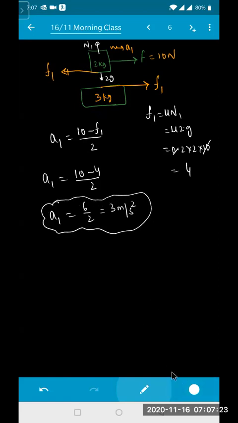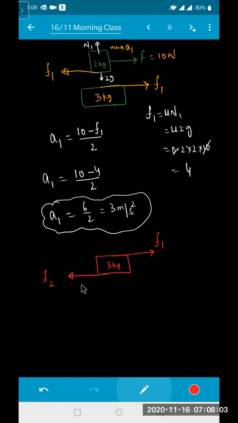Now you come to the 3 kg block. On the 3 kg block, what is the friction acting? If I take the 3 kg block, there is already one friction here. How much is it? F1. Between these two blocks there is another friction right now, that is nothing but F2, let us say, like this. Okay? Then there is F1 and this one is F2.